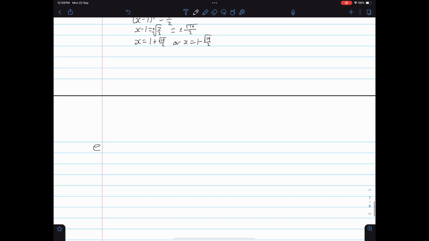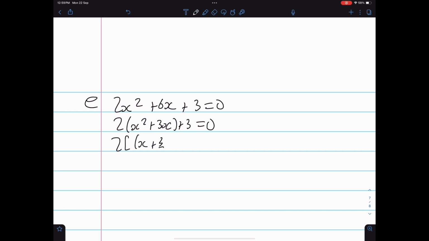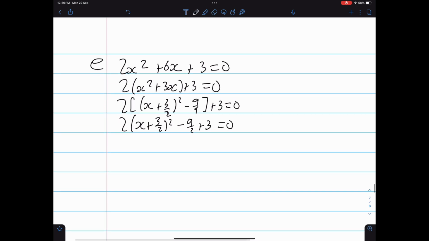E. 2x squared plus 6x plus 3 equals 0. To complete the square, move the constant terms to the other side.